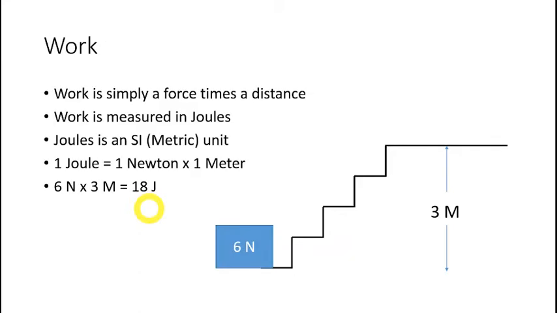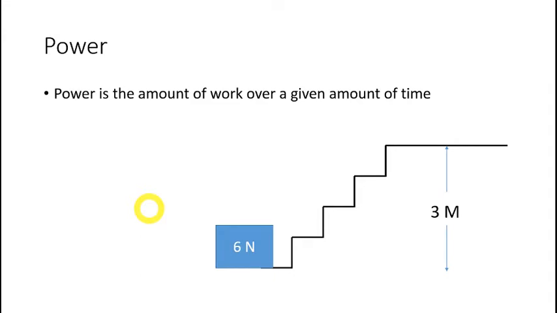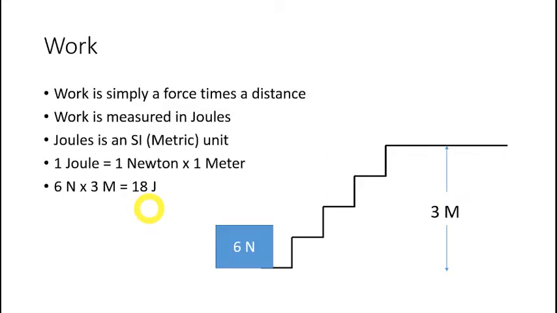Okay, so back here we had our definition for work. Well, let's look at power and its definition. Power is the amount of work over a given amount of time. So we had to understand work before we could understand power. See, in work, we didn't have a time component.